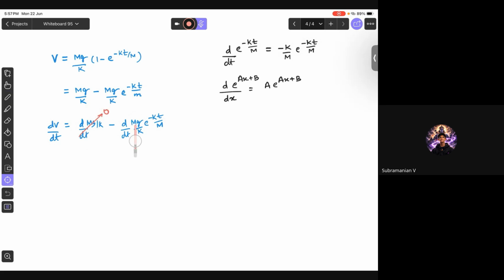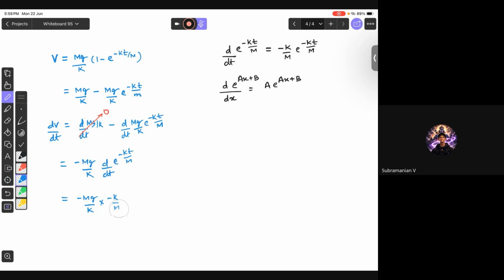Mg by k, being constant, will be taken outside the differentiation operator. So we get minus mg by k into dv by dt of e to the power minus kt by m. And the differentiation of that we know. So minus mg by k into minus of k by m into e to the power minus kt by m. So you see minus plus, k and m gone. So the acceleration is g into e to the power minus kt by m.